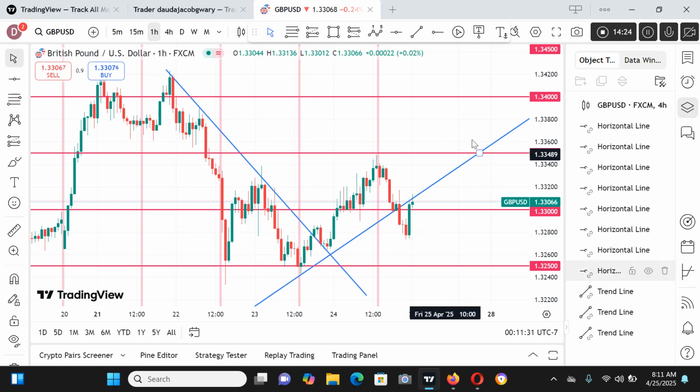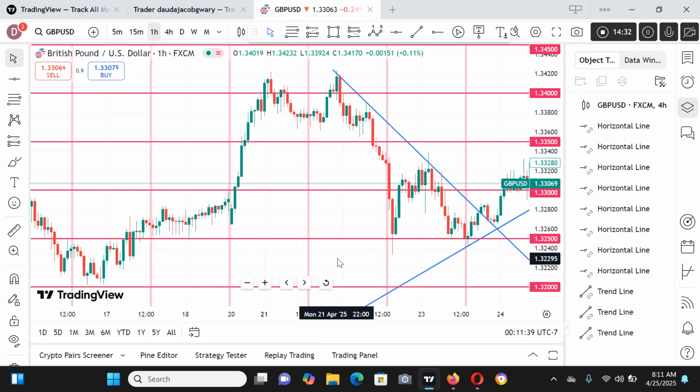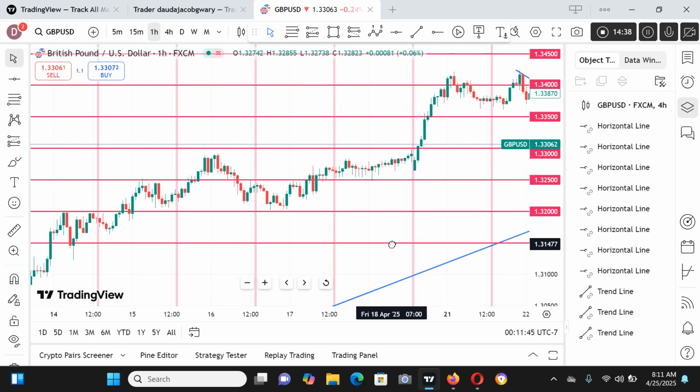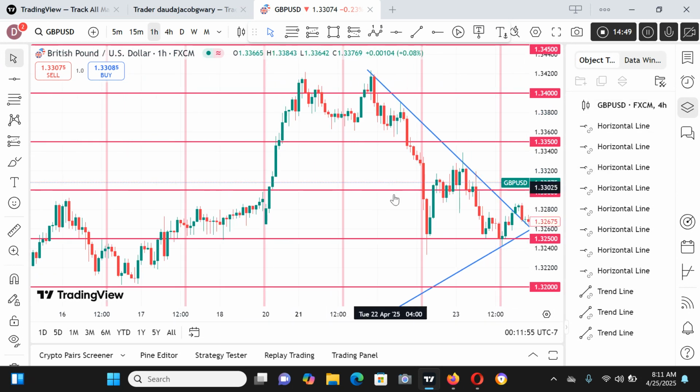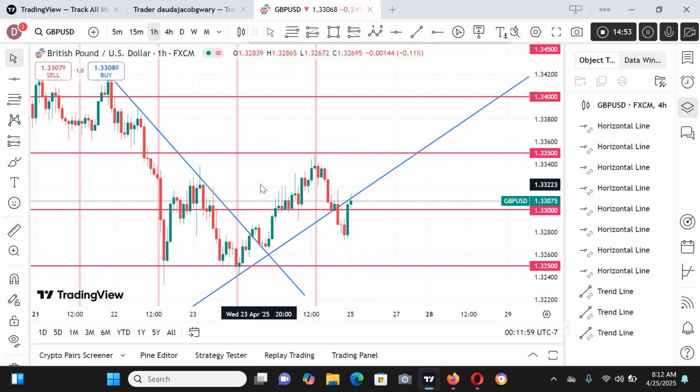So you can see psychological levels are very important. You can see even far left, there's reaction here, there's reaction here, all around the psychological level. Even here, there's reaction around the psychological level. So they are very important. Even here too, far left, there's reaction here, there's reaction here. They are very important. So we should pay close attention to it. Know how to plot it and then add it to your confluences.